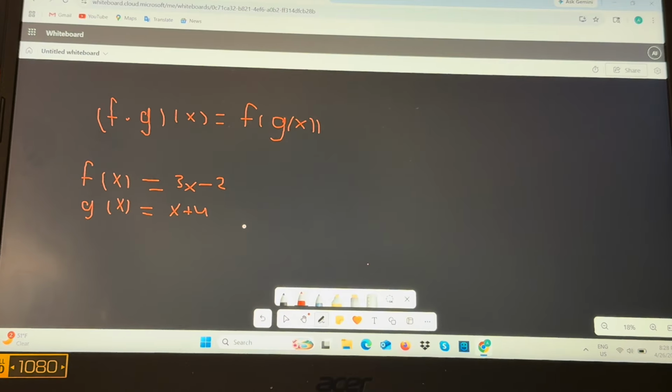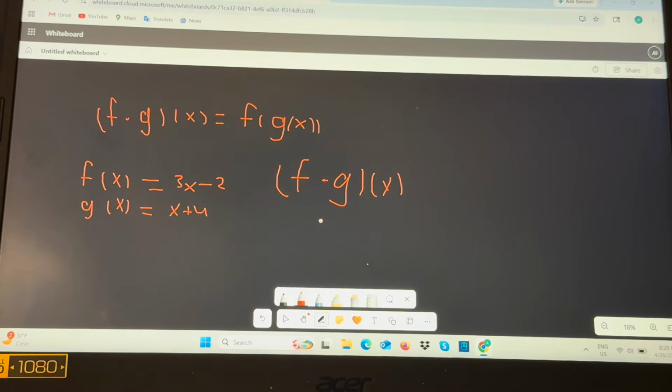Now, to start off the lesson, I'm going to start with composition of functions. So composition means taking the output of one function and using it as the input of another function. So for example, f of g of x. Okay, so for example, we're going to have two functions. f of x equals 3x minus 2 and g of x equals x plus 4. Okay, let's find f of g of x.